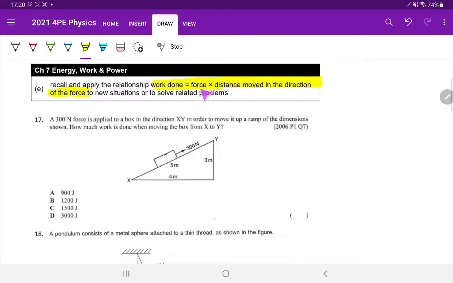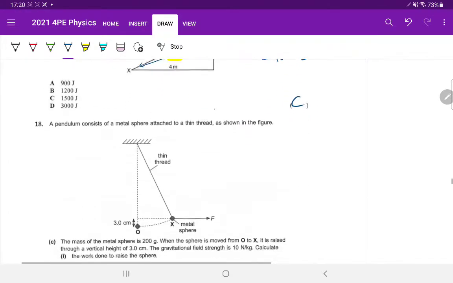Okay, but first, force times distance moved in the direction of the force. In this question, a 300 Newton force pulls it up along this slope. They show you the direction of the force. Which distance is the distance in the direction of the force? 3, 4, or 5? Very clearly it's 5, right? Because 5 is this distance, which is in the direction of this force. So work done equals 300 force times distance moved in the direction of the force, which will give me 1500 joules. Answer is C.